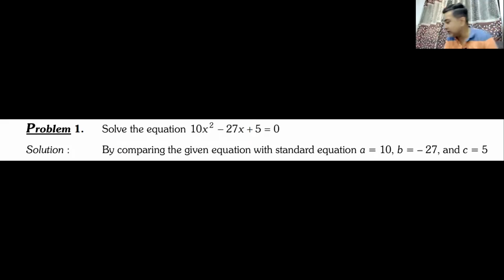If you want a hint, I will show you the hint so that it might help you in solving this. The hint is very simple. The value of A is 10. The value of B is minus 27. I hope you can see this. And the value of C is 5. You already know the formula, bacha. You can calculate the value of X from here.